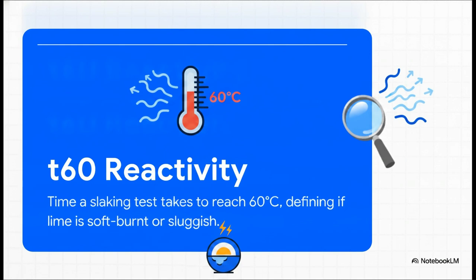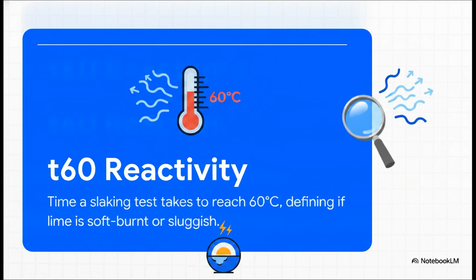A chemically compliant lime can still be completely useless to your engineers if it was overburnt in the kiln. That is exactly why the T60 reactivity metric is so vital. It basically measures the time a standard slaking test takes to reach 60 degrees Celsius. A soft burnt lime keeps its microscopic pore structure so it reacts aggressively and fast, often in well under 5 minutes. But a hard burnt or overburnt lime has had its pores literally melted and sintered shut in the kiln. So it might technically be 90% pure, but it's going to react incredibly sluggishly.